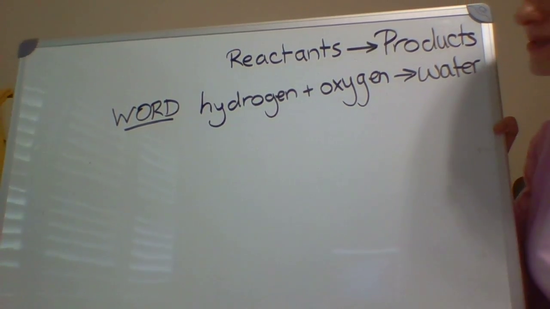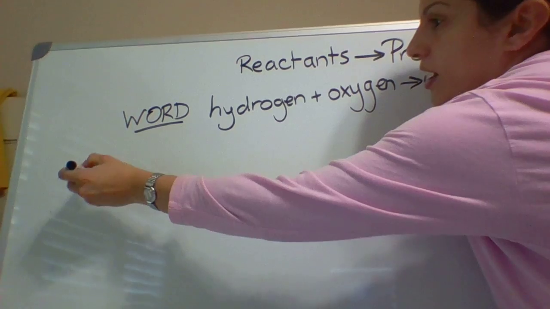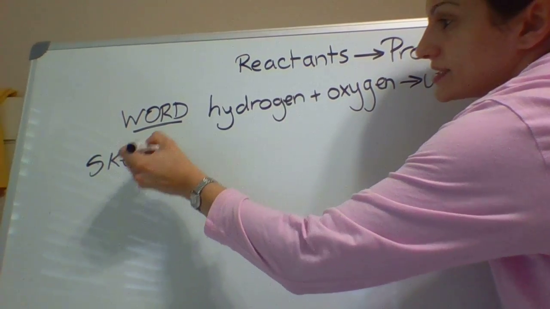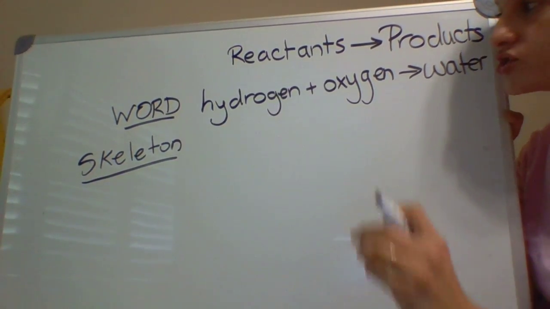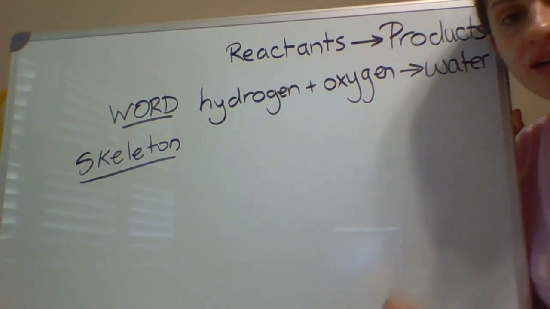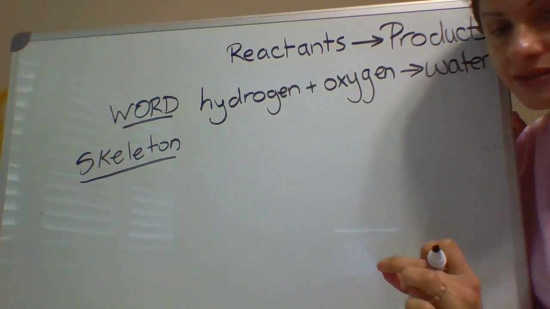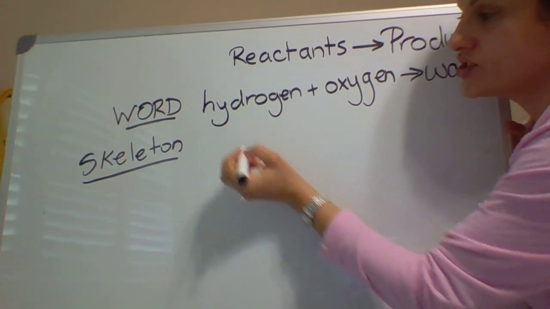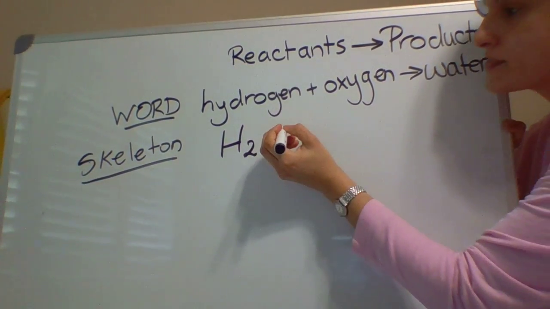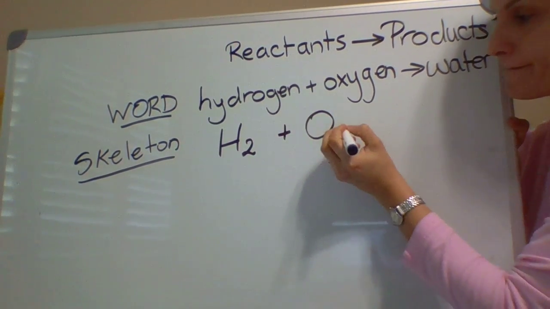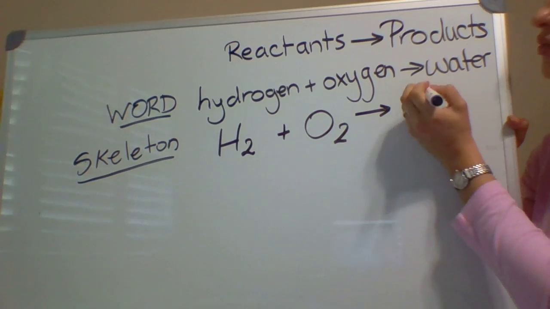We can then write something which is called a skeleton equation. And I'll explain why it's called skeleton. A skeleton equation shows you the formulas of the reactants and the products, but it is not balanced. So hydrogen is H2 in its natural state, and oxygen is O2 in its natural state, and water, we all know, is H2O.